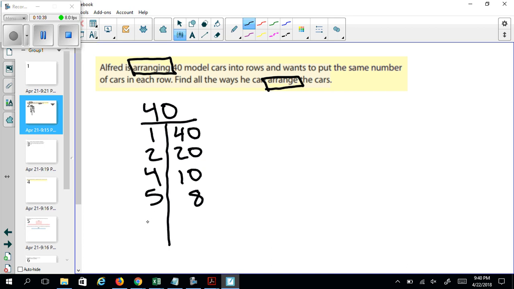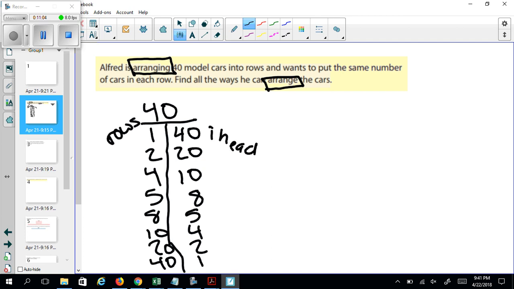Now, these are my factors, so we're actually going to continue on because we're doing arranging, so we want all the possible numbers. So it's going to then be 8 and 5, 10 and 4, 20 and 2, and then 40 and 1. Absolutely. Because this would be the rows, and this would be in each row.